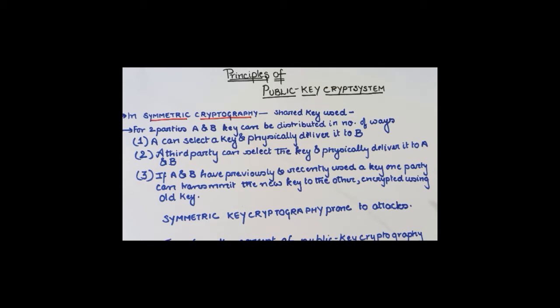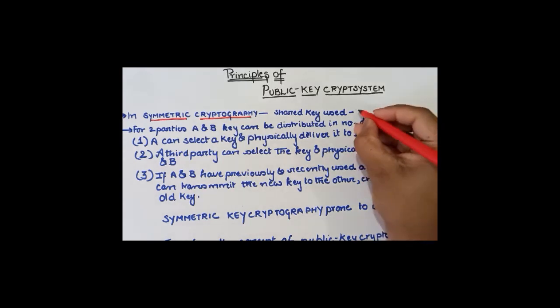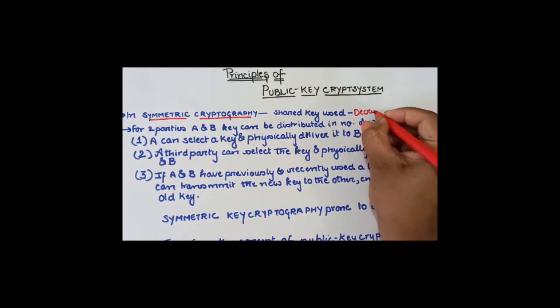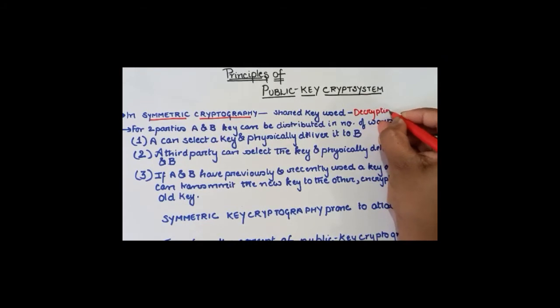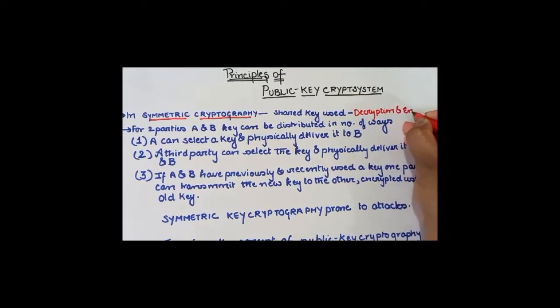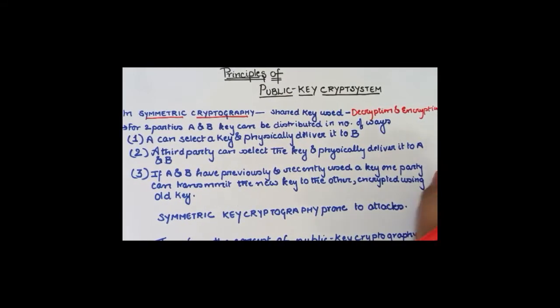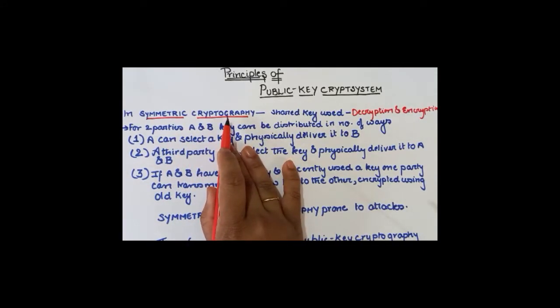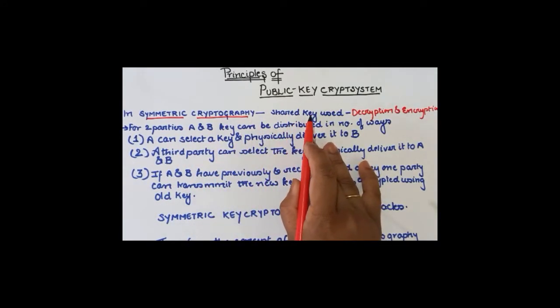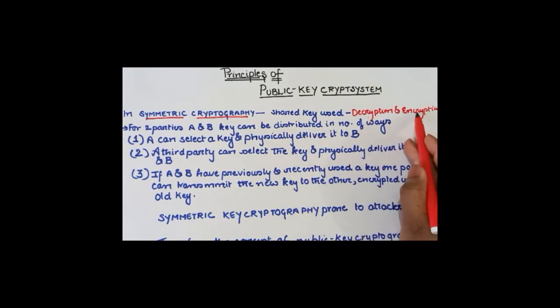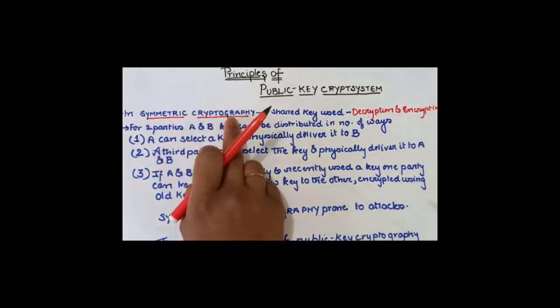I told you that symmetric cryptography is the one that uses a shared secret key, that is, for both decryption and encryption. The same key is used. So symmetric cryptography is a cryptography wherein a shared secret key is used, and this shared secret key is the same either for decryption or for encryption. So this is what symmetric cryptography is all about.